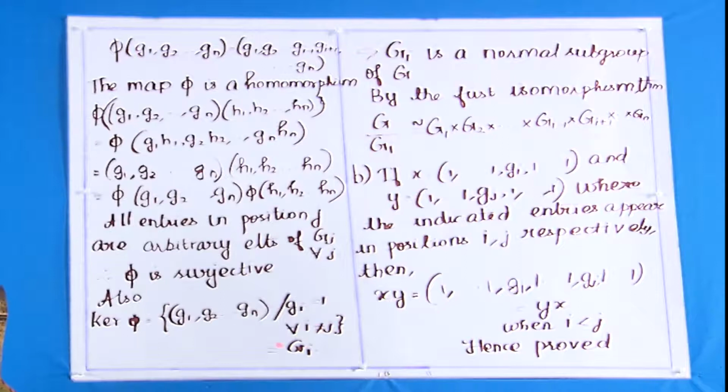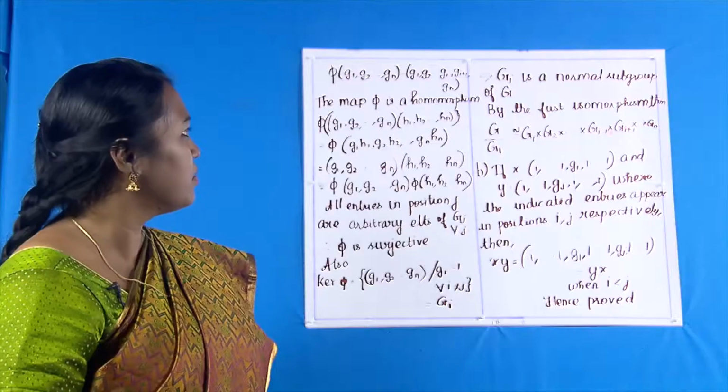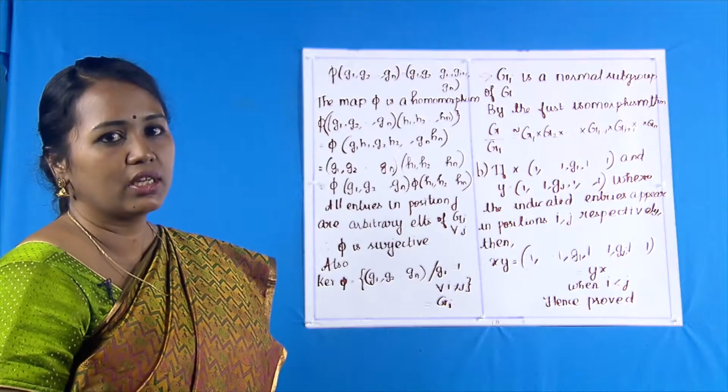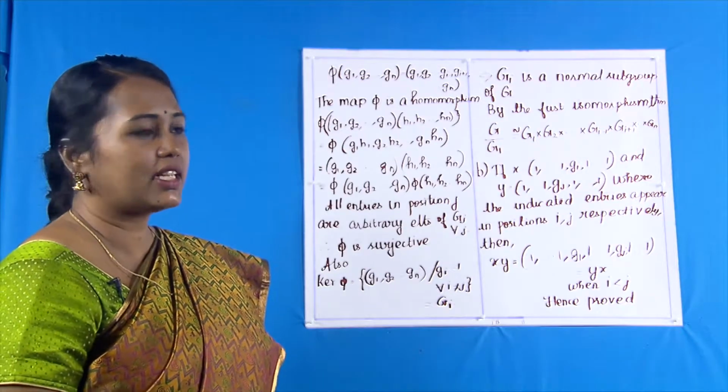This is clearly equal to Gi. This implies that Gi is a normal subgroup of G. By the first isomorphism theorem, G by Gi is isomorphic to G1 cross G2 cross and so on up to Gi minus 1 cross Gi plus 1 and so on up to Gn. So, the result has been proved. Now, we go on to the second result.